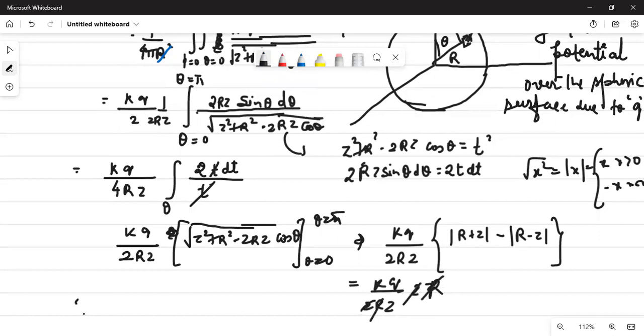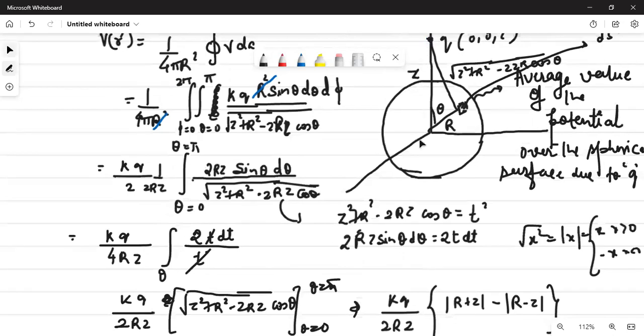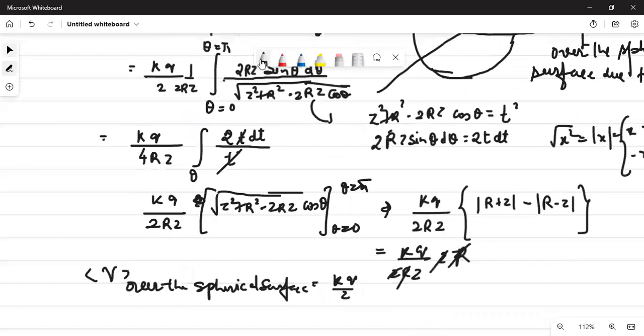So overall, what is the average value of the potential over the entire spherical surface? The average value of the potential over the entire spherical surface is equal to what? Kq upon z. And what is kq upon z? You can clearly see that if your charge q is located here, the potential at the center would be kq upon z. So clearly it is equal to the potential at the center. So this is what I wanted to convey, potential at the center.